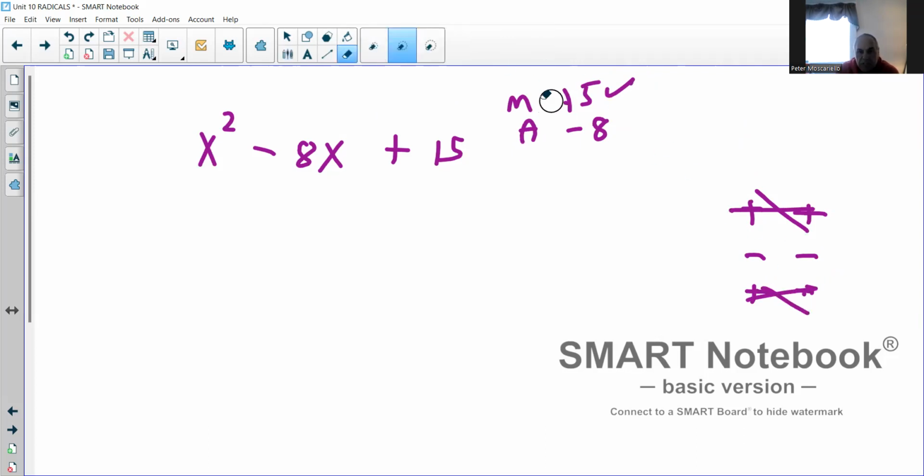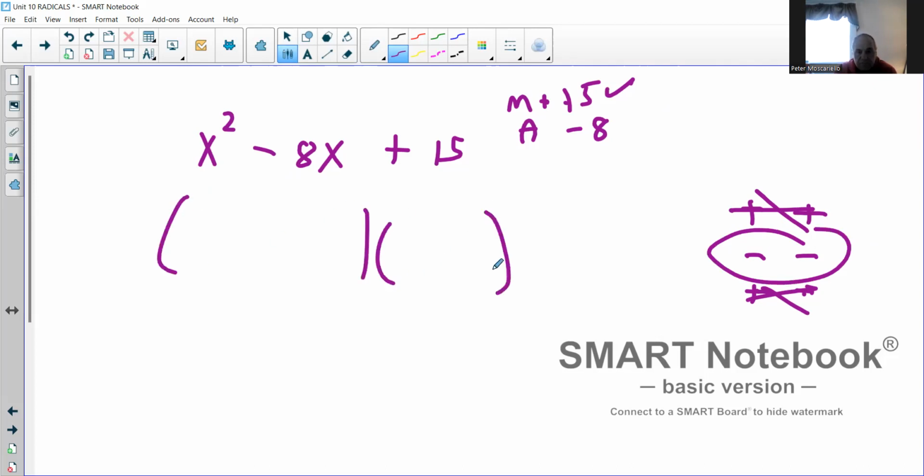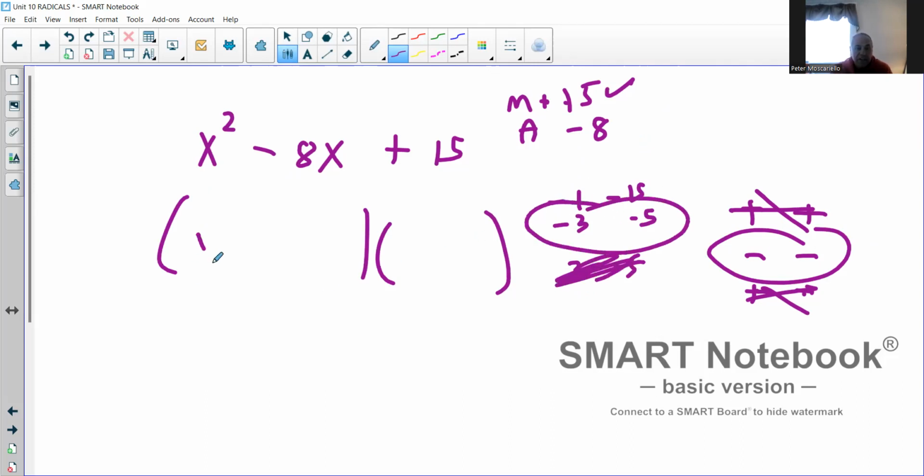This here is supposed to say plus 15. How about a negative times a negative? A negative times a negative is a positive, and if we add two negatives, we get a negative. So it's got to be negative, negative. So when I make my list, -1, -15, -3, -5. Don't try 3, -5, because those multiply to a -15. So here it's -3, -5.